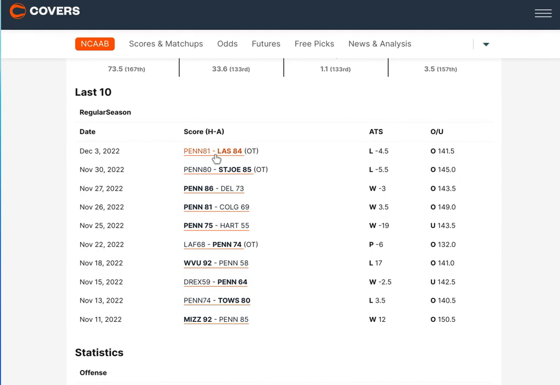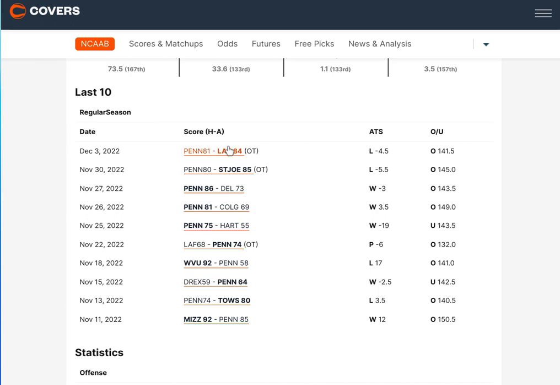Okay, now this is interesting because Penn's a really good basketball team. The record doesn't show it. Lost to LaSalle in overtime, so that was 50-50. Could have easily won that. Lost to St. Joe's in overtime. Beat Delaware. Beat Colgate. Beat Hartford. Lost. Beat Lafayette. Got blown out by West Virginia. Not fair to judge them on that game. That was a step up in class. Beat Drexel. Lost to Towson. And, of course, lost to Missouri. You really can't count the West Virginia and Missouri because that's just teams in another level.